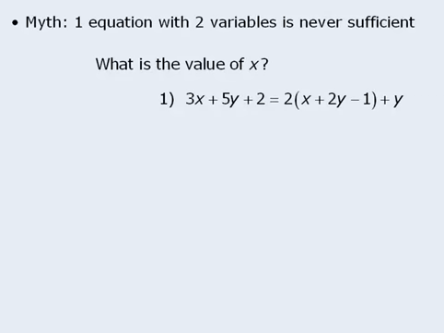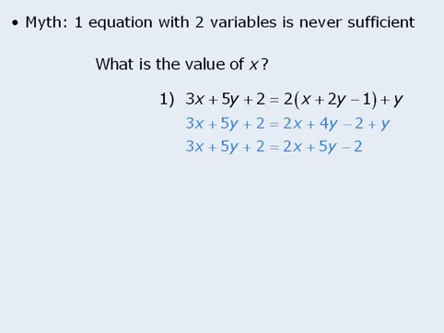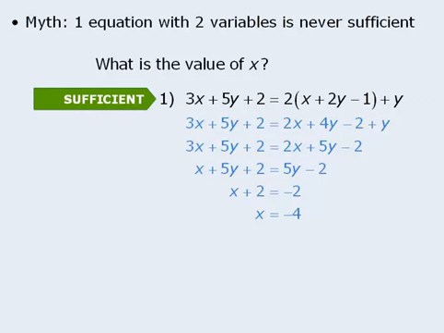We can simplify this equation by first expanding the right-hand side, and then simplifying the right-hand side. From here we can subtract 2x from both sides, and now we'll subtract 5y from both sides. Finally, when we subtract 2 from both sides, we can see that x equals -4, which means statement 1 is sufficient. Now it could be argued that this equation does not really have two variables, since one of the variables essentially disappeared upon closer inspection. The point here is that some equations may look like they have two variables, in which case we may draw the wrong conclusion about whether or not they can be solved, so watch out for that.